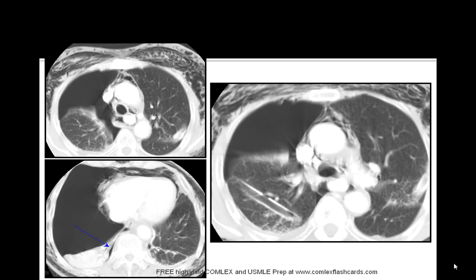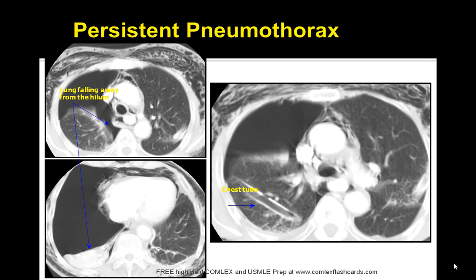Now let's review additional cases here that you do not want to miss while you are on the wards or preparing for the board exam. You can see that, again, a characteristic of lung falling away from the hilum. This is a characteristic sign. You see the chest tube placement, and all these are signs of a persistent pneumothorax.